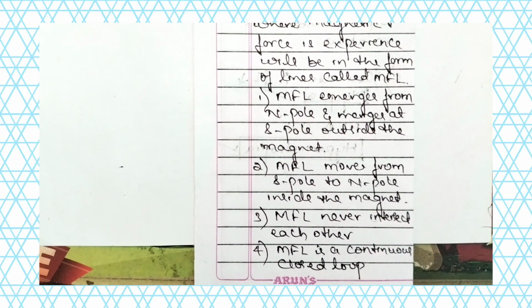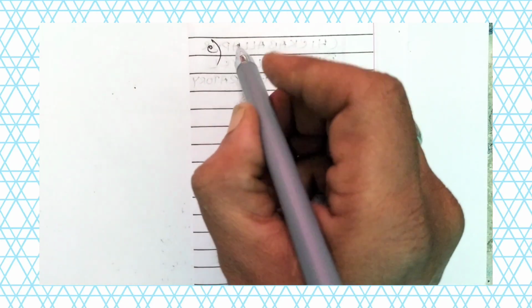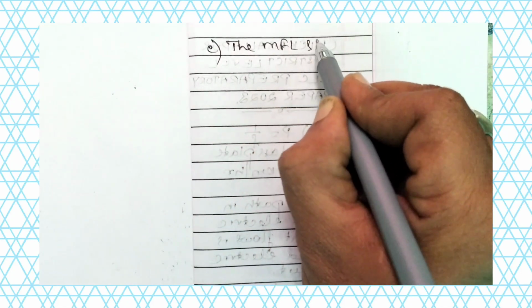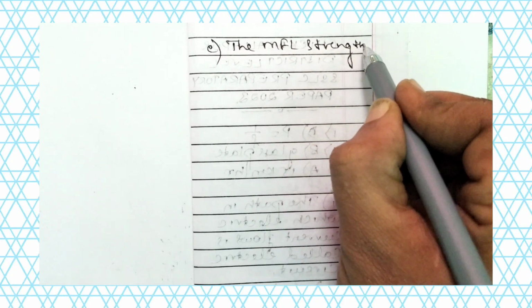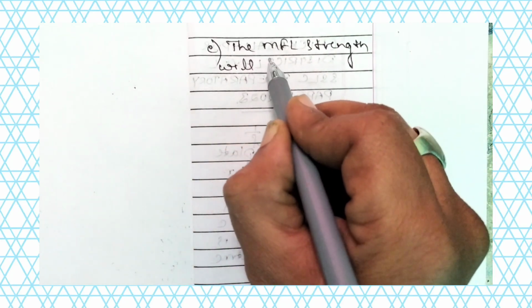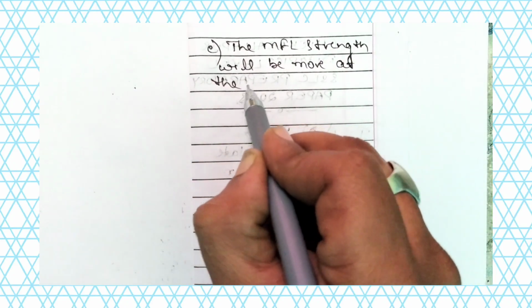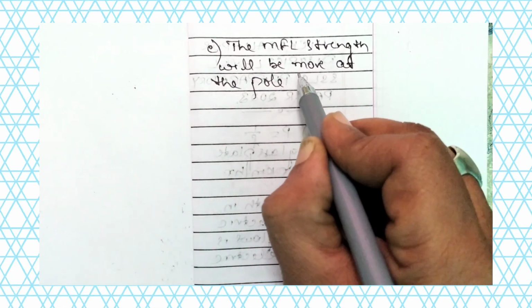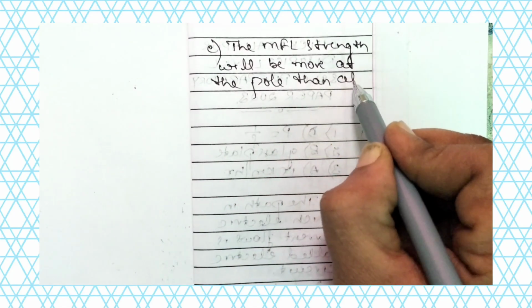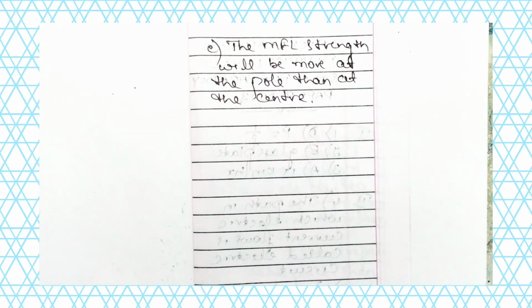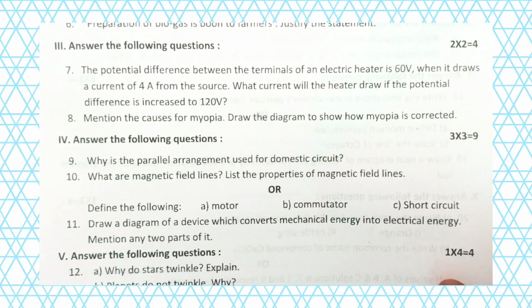And the fifth and last property is that the magnetic field line strength will be more at the pole than at the center. So these are the properties that you have to keep in mind regarding magnetic field lines.